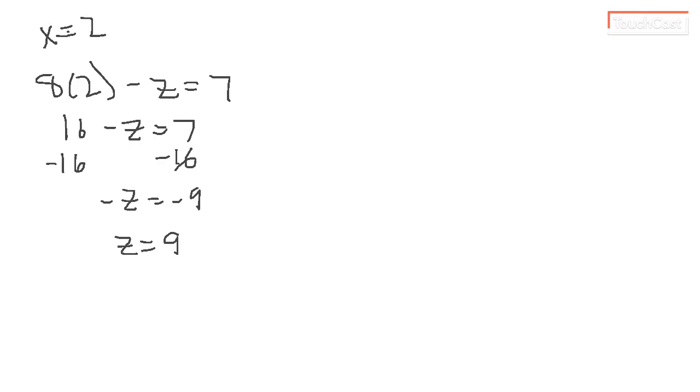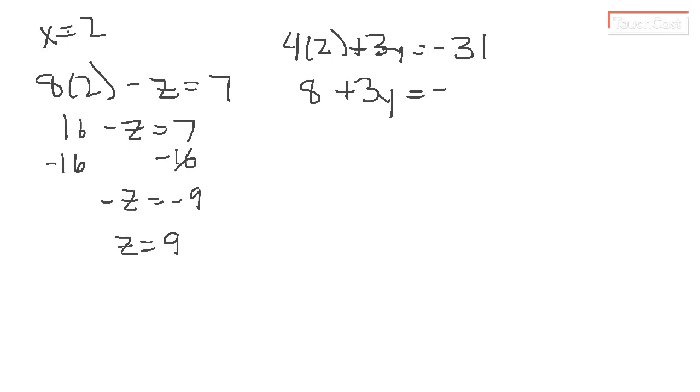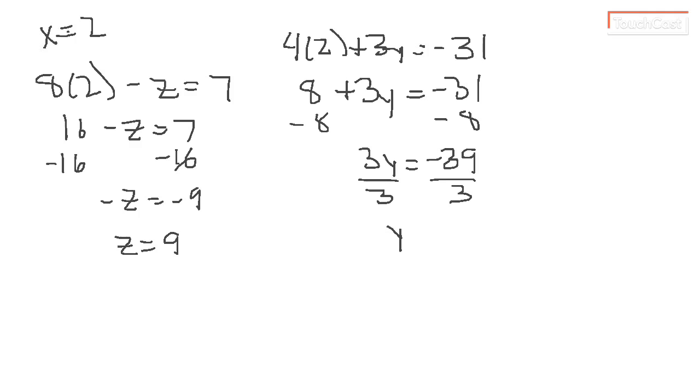We can also take the x and put it into that second equation. 4 times 2 plus 3y equals negative 31. If we do this, we can solve for y. Well, 4 times 2, that's 8, plus 3y equals negative 31. If we subtract 8, we're going to get 3y equals negative 39. When we divide by 3, we're going to get y equals negative 13. So our ordered triple is going to be our x was 2, y is negative 13, z is 9.